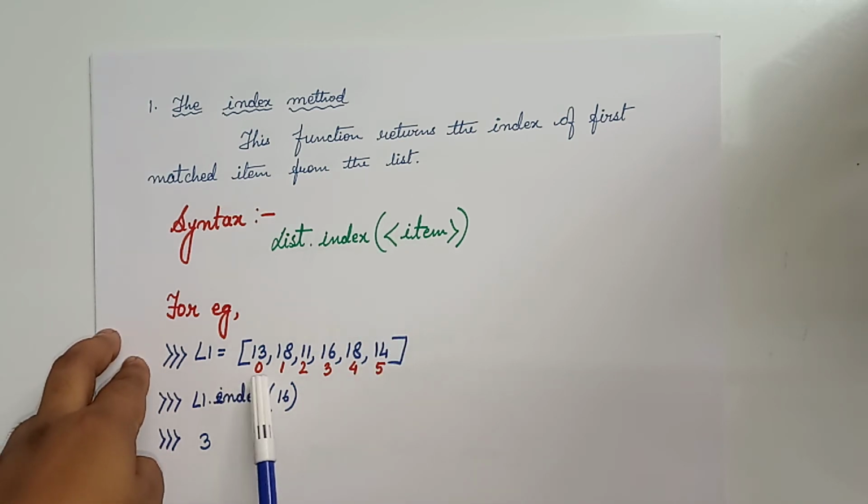This is the list 13, 18, 11, 16, 18, 14. These are the elements. I want to find out what is the index of the 16. So if I write 16, you can see the index of the 16 is 3. So the result will be 3.